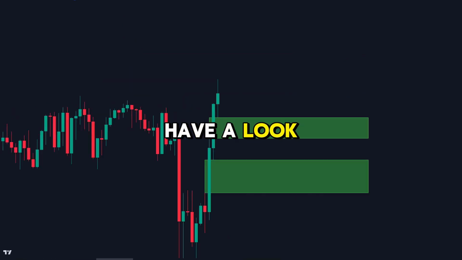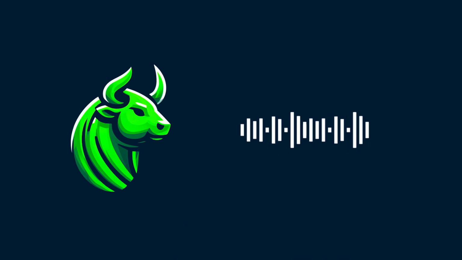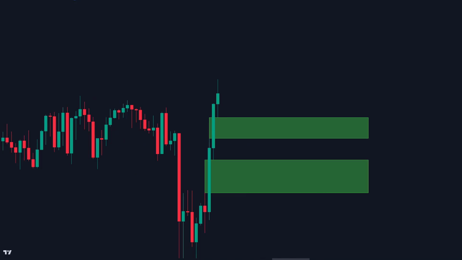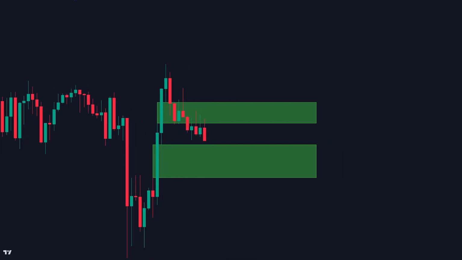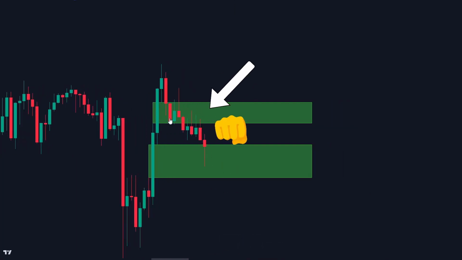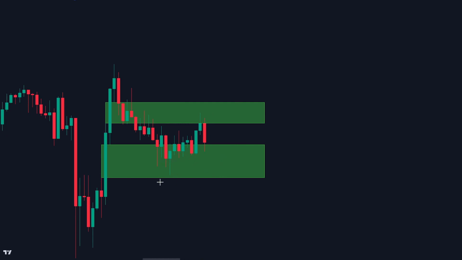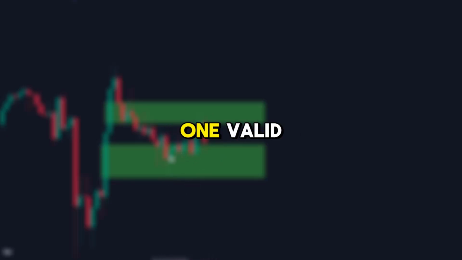So now let's have a look at this example. We have 2 fair value gaps. Which one of them is the most likely to be valid? Of course, the bottom one. So let's see how this one goes. The price violates the first fair value gap, but seems to be respecting the next one. As long as the body of the candle is not below the fair value gap, it makes this one valid.